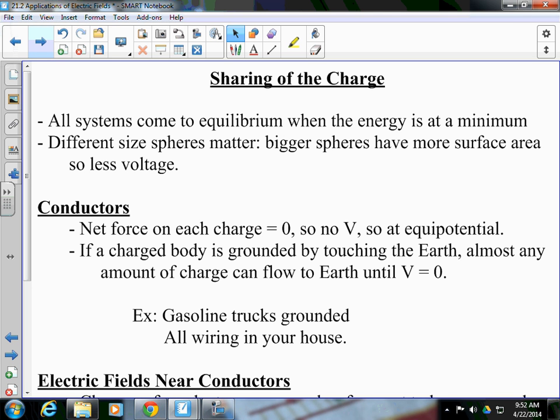all systems come to equilibrium when the energy is at a minimum. Different size spheres matter because, think of it this way, the larger the sphere, the more spread out that voltage is. So think of it as a blanket. I have a 4 by 4 foot blanket, and I'm going to cover a ping pong ball. I'm going to be able to wrap that ping pong ball a lot of times in that blanket.